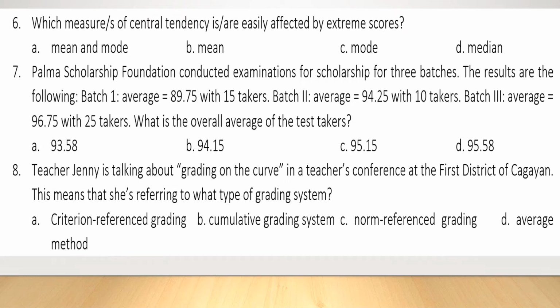Number 6, which measure or measures of central tendency is or are easily affected by extreme scores? A, mean and mode. B, mean. C, mode. D, median. Okay. Ato sang i-define yung mga options. Mag-start ta sa letter D.